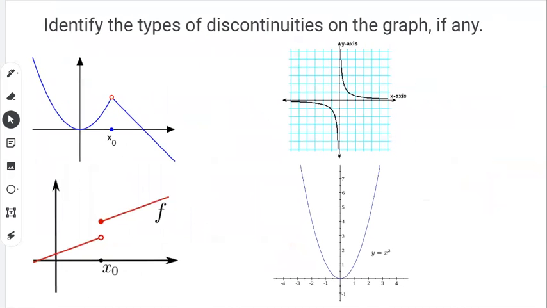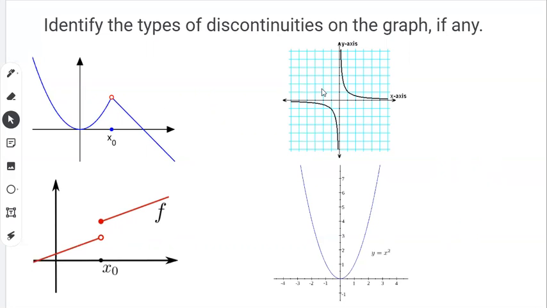Okay? Now, there are a couple questions I wanted to try. And what you want to do is look at each graph and identify the types of discontinuities. Here, for this first one, notice that the two ends of the graphs meet. There's a hole in the middle. This is removable discontinuity. And if you look at the graph below it, there's a gap in the middle right here. So that's called a jump discontinuity.